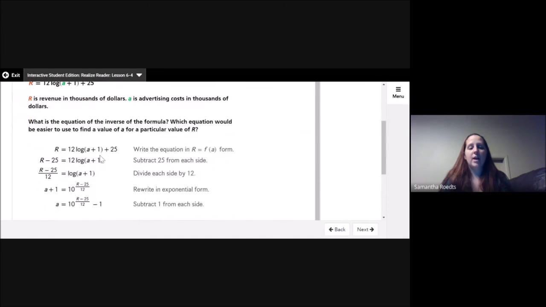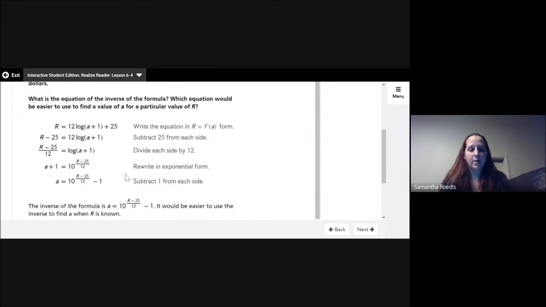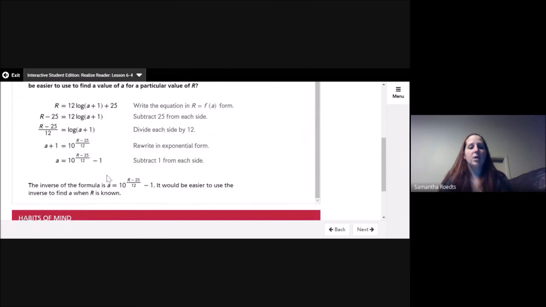So R equals 12 log of A plus 1, plus 25. So I subtract 25 from both sides, divide both sides by 12, which gives me R minus 25 over 12 equals log of A plus 1. I rewrite this in exponential form. So A plus 1 comes over here on this side equals 10, okay, so remember common logarithm is base 10, 10 to the R minus 25 over 12 power. I subtract 1 from both sides. So the inverse of the formula is A equals 10 to the R minus 25 over 12 power, minus 1. So it's going to be easier to use the inverse to find A when R is known.